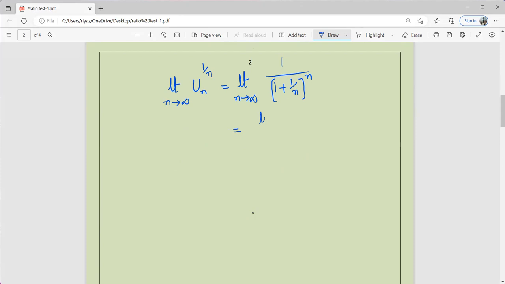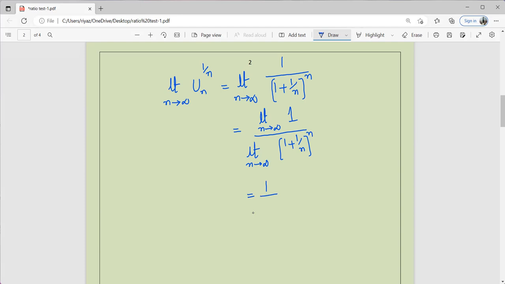So we apply the limit for the numerator and we apply the limit for the denominator. The limit n tends to infinity for one separately, and the same limit goes to the denominator also: limit n tends to infinity of (1 plus 1 by n) whole power n. So the numerator answer is the limit of a constant, which is the constant itself.